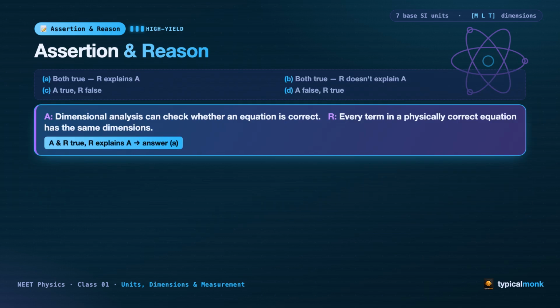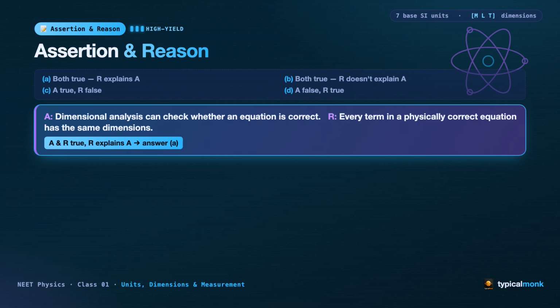Let us drill the NEET way. Remember the 4 options. Option A, both statements true and the reason explains the assertion. Option B, both true, but the reason does not explain the assertion. Option C, assertion true, reason false. Option D, assertion false, reason true.